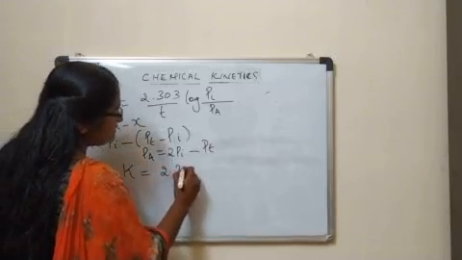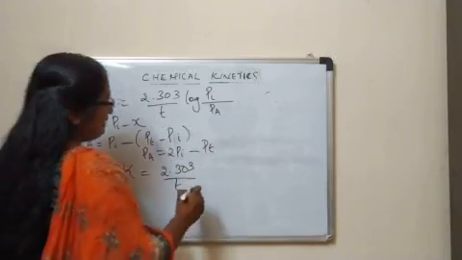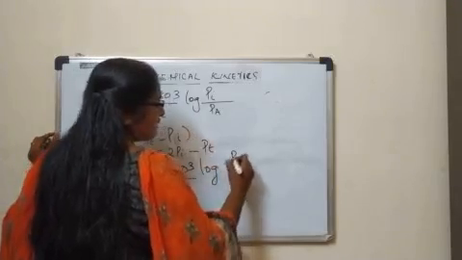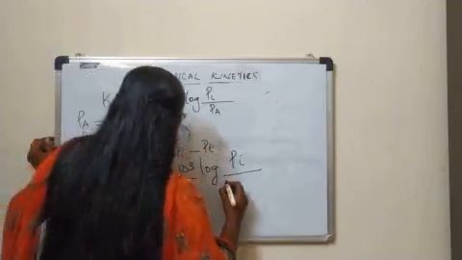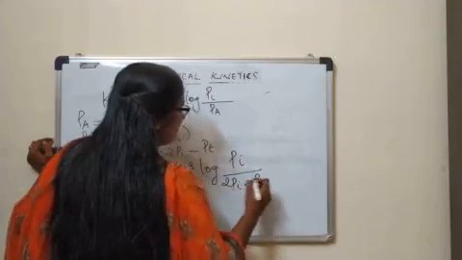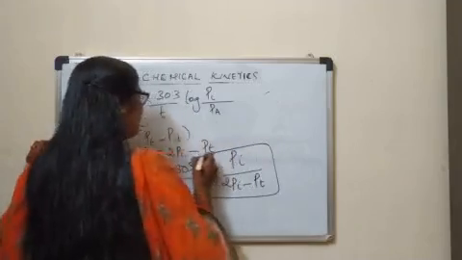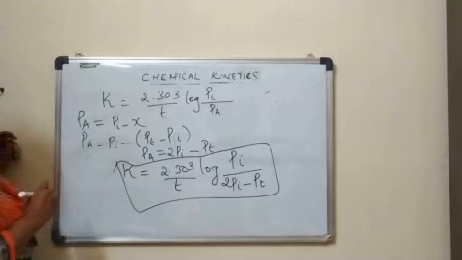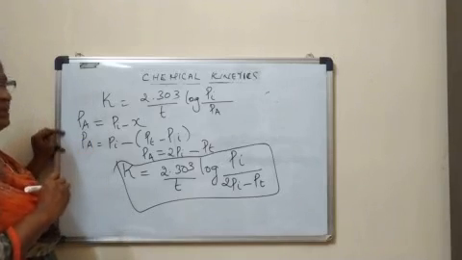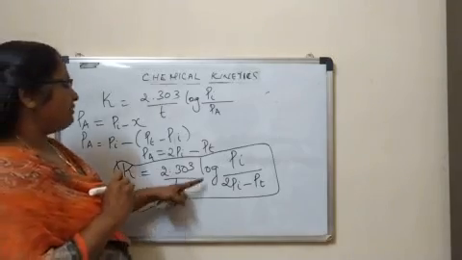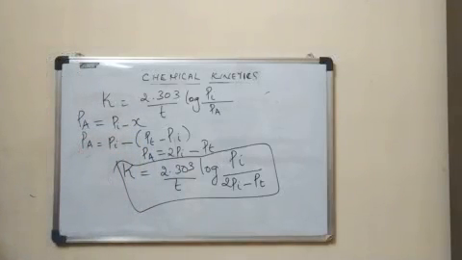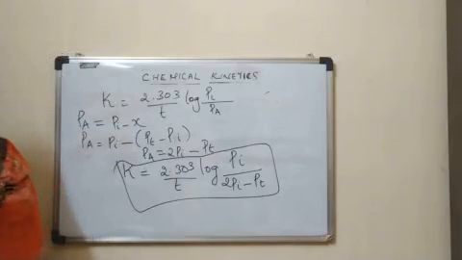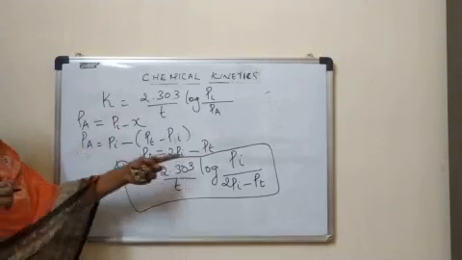The equation becomes k is equal to 2.303 by t log Pi, the initial pressure we can calculate, as well as the total pressure, which we can find experimentally, divided by 2 Pi minus Pt. So this is the relation connecting rate constant and partial pressure for that particular equation, A giving B plus C: k is equal to 2.303 by t log Pi by 2 Pi minus Pt. According to the stoichiometric coefficients of the equation, this value of Pa changes. As the stoichiometric coefficient changes, this value of Pa also changes.